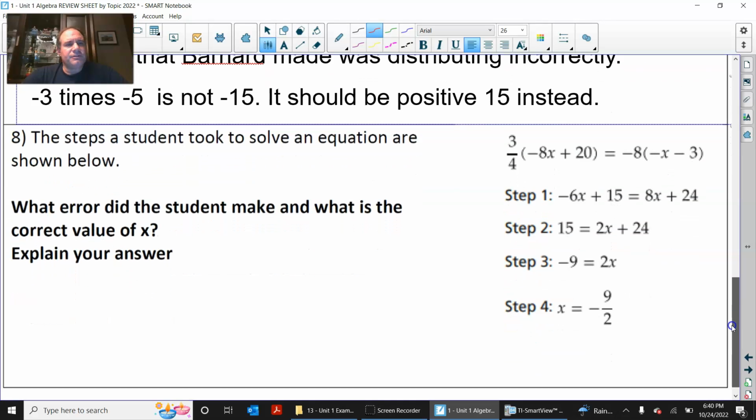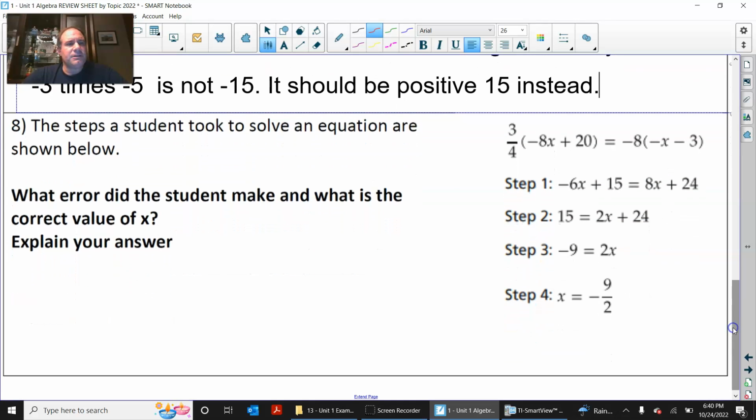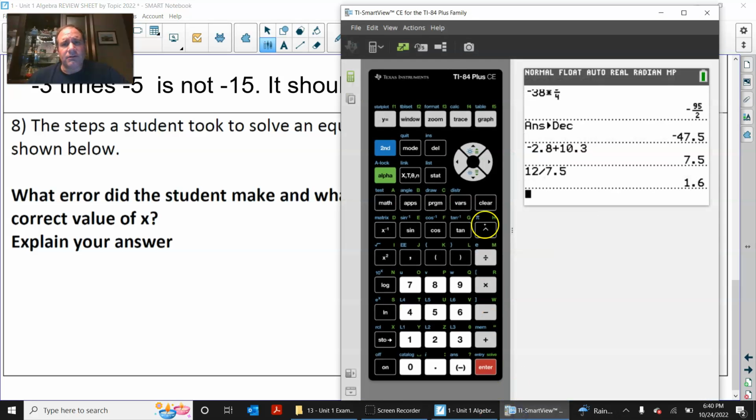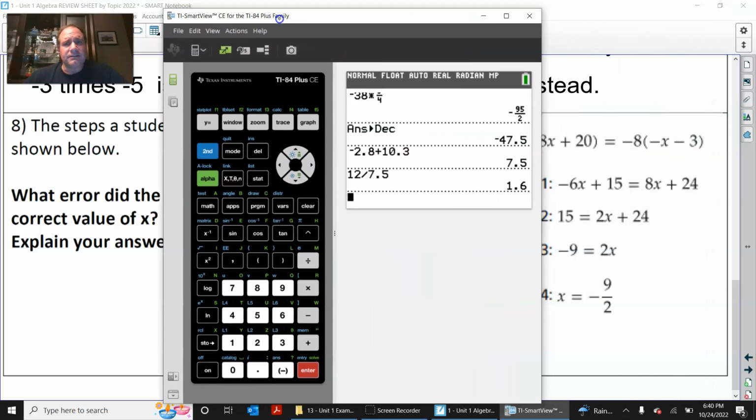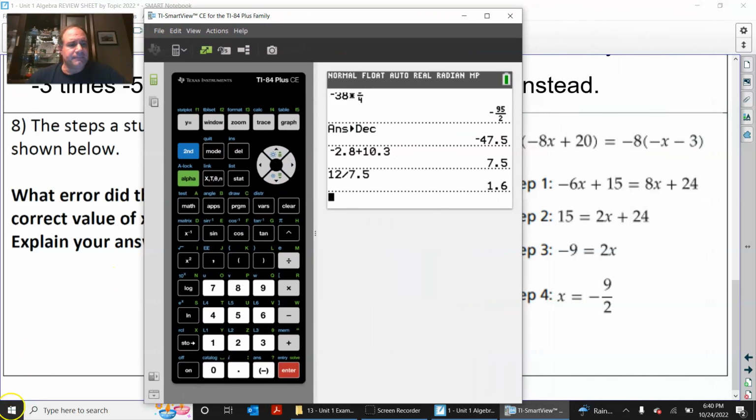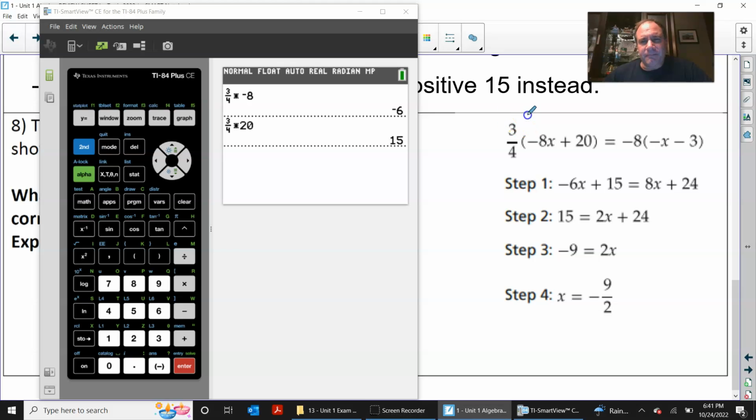Number 8, the steps a student took to solve an equation are shown below. Again, another error question. Which error did the student make, and what is the correct value of x? So you have to go through this whole thing here to get the correct value of x. So we're going to just go ahead and take a look at what it is that he did. So the first step that you have to take is to distribute. So this is 3/4 times negative 8.